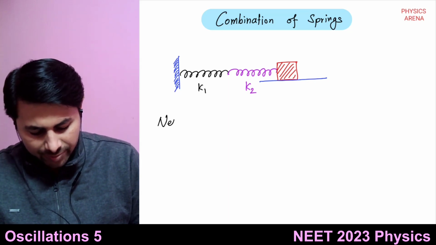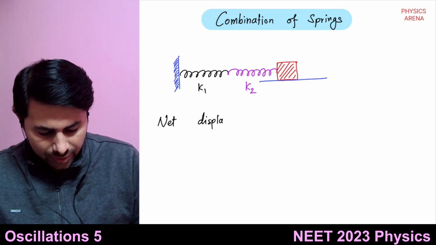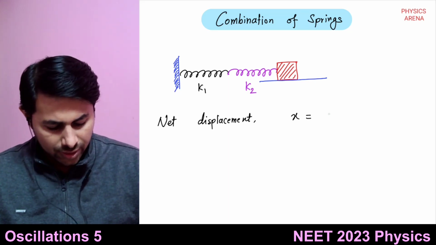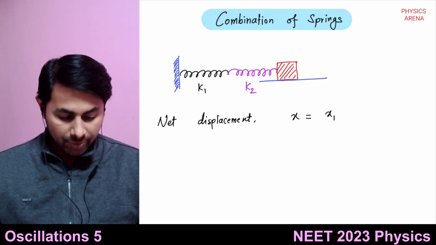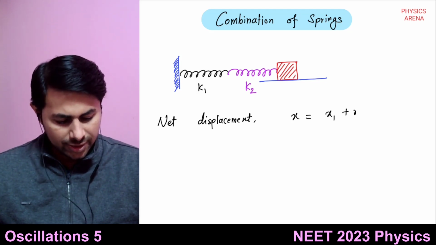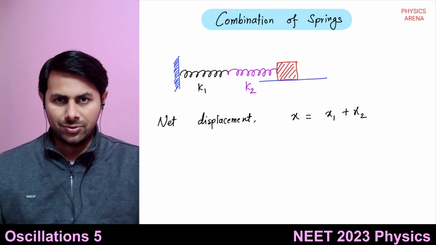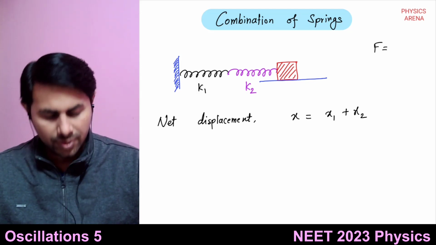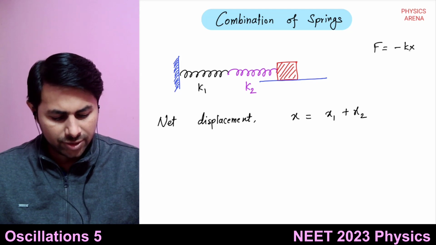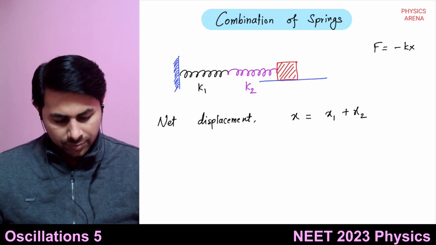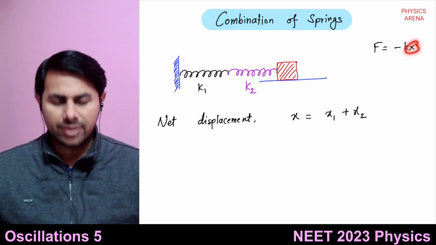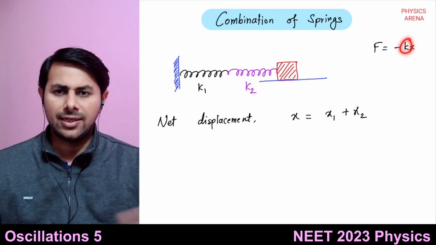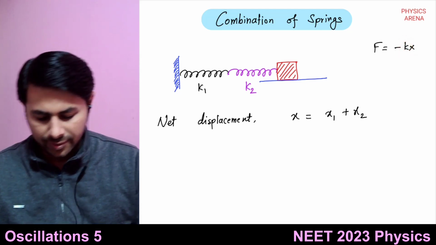So the net displacement is x, that's equal to the displacement in the first spring, which is x1, plus the displacement in the second spring, x2. Then we know F is equal to minus kx, it is minus of k times x. So the displacement can be written as F upon k, with a negative sign.